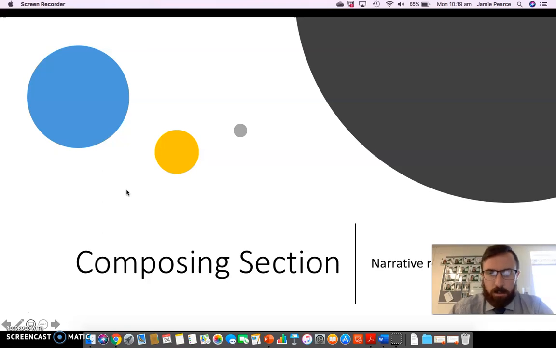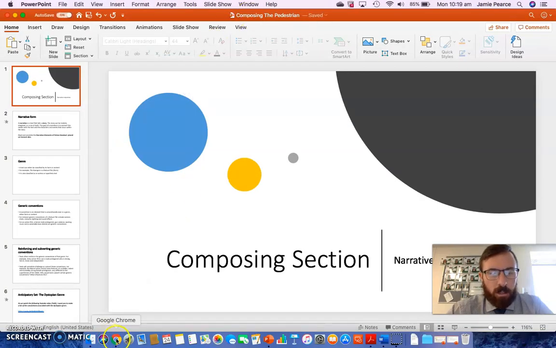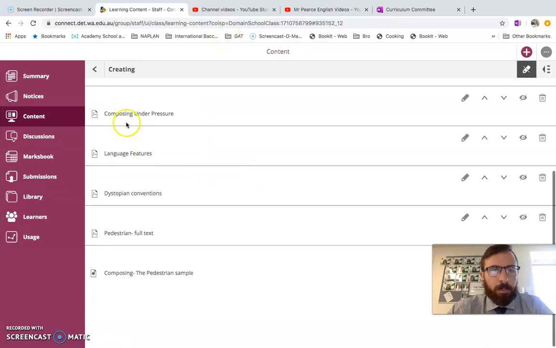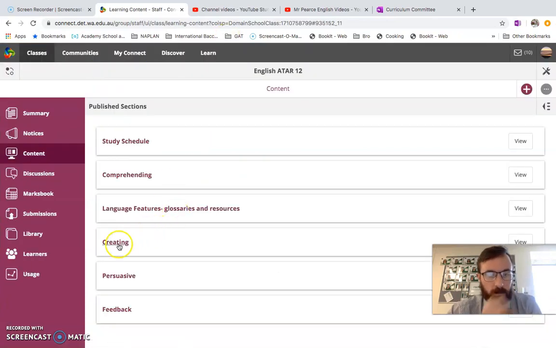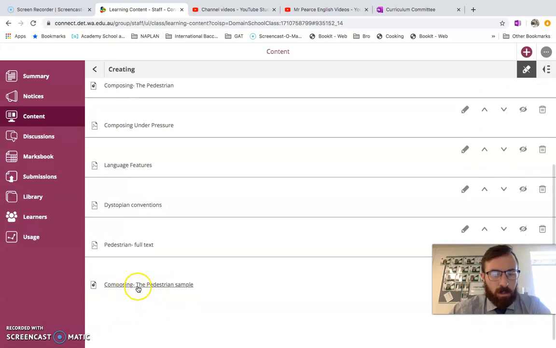So bear with me as we go through a couple of these slides, just to point out where you will necessarily find things, which is in Connect. So if you go to Connect, under the Creating tab, I haven't put it into Imaginative, I've just put it into Creating, which is the section. You will see from about lesson 3 onwards, composing from here, the pedestrian, down to the composing the pedestrian sample.